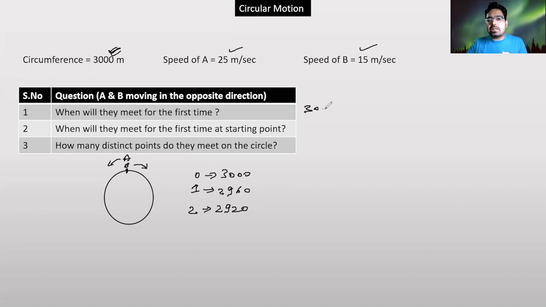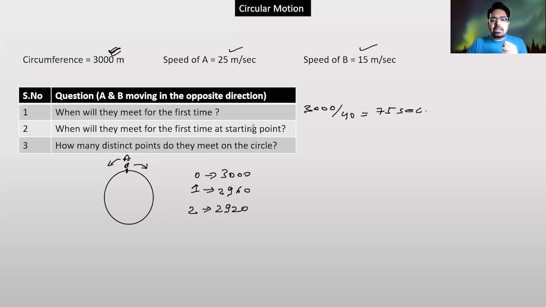That must be 3000 reduced at a pace of 40 meters per second, and that would probably turn out to be 3000 divided by 40, which is 75 seconds. So after 75 seconds, they will meet for the first time. Remember, whatever I taught you on the previous thing will also be applicable on this. That means they will keep meeting after every 75 seconds. So 75 seconds, 150, and so on and so forth, they'll keep meeting at this same interval.